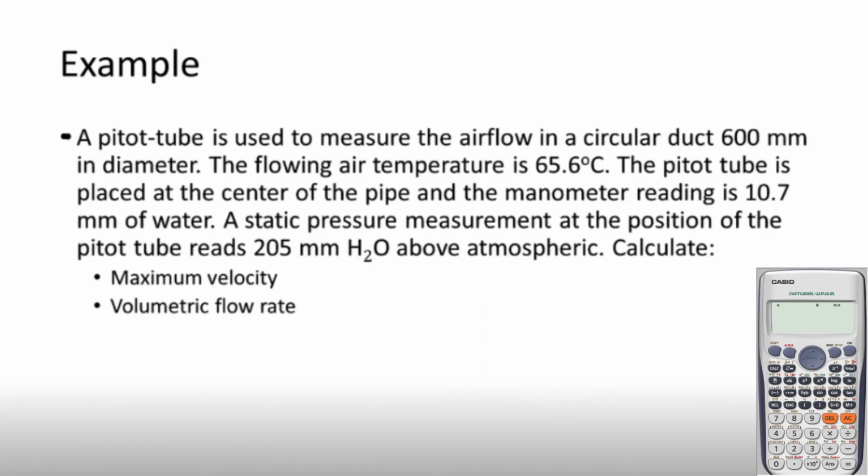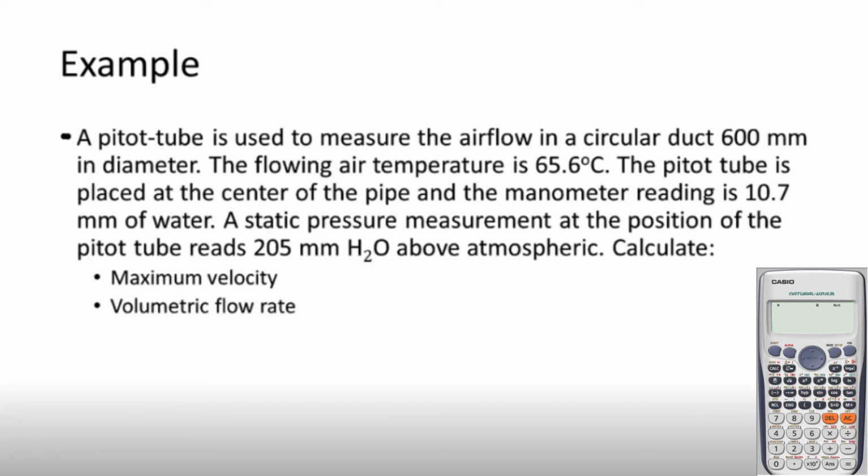Let's try to solve this problem. A Pitot tube is used to measure the air flow in a circular duct 600 millimeters in diameter. The flowing air temperature is 65.6 degrees Celsius. The Pitot tube is placed at the center of the pipe and the manometer reading is 10.7 millimeters of water. A static pressure measurement at the position of the tube reads 205 millimeters of water above atmospheric. We are to calculate the maximum velocity and the volumetric flow rate of the air flowing inside of the duct.